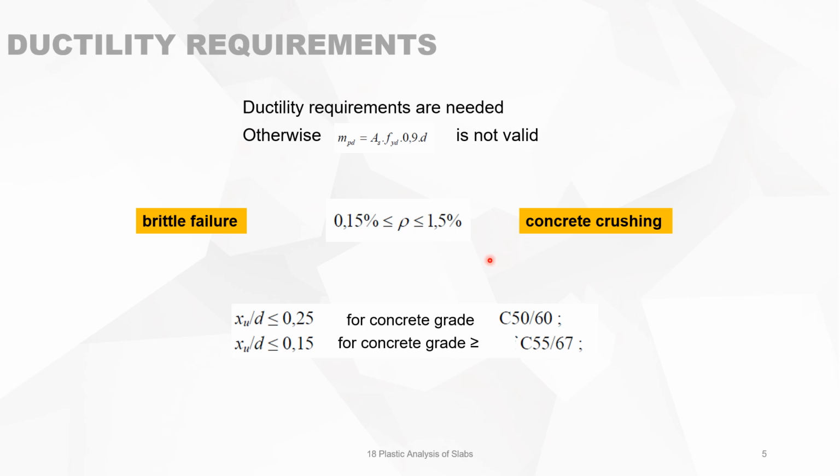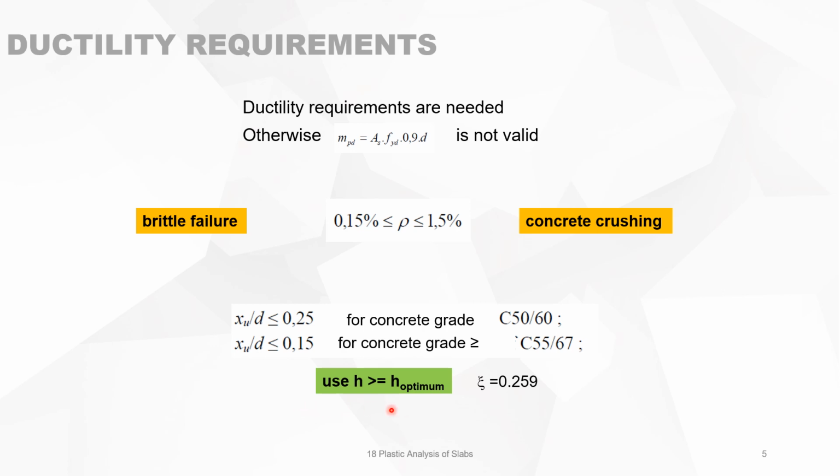We can achieve this by, for instance, for concrete grades smaller than C50/60, limiting the compressive height x over d to 0.25. So this will assure us that we have enough ductility in the slab. For greater grades of concrete, this compression height must be lower than 0.25.